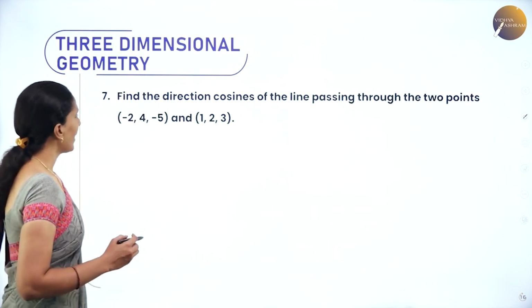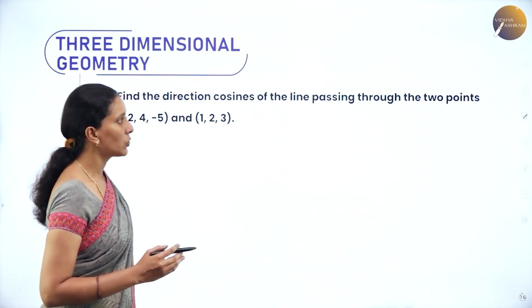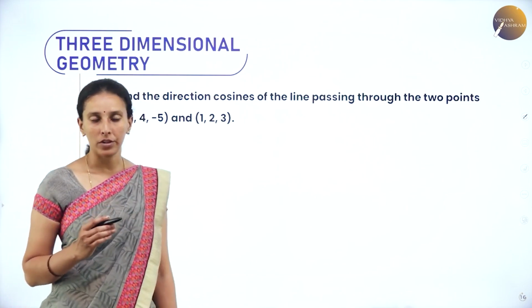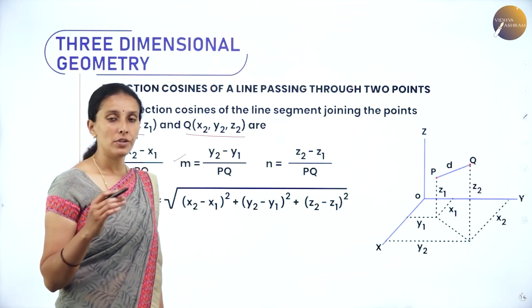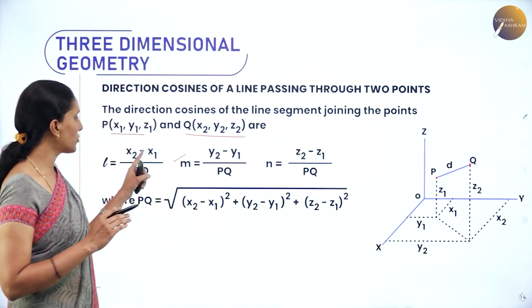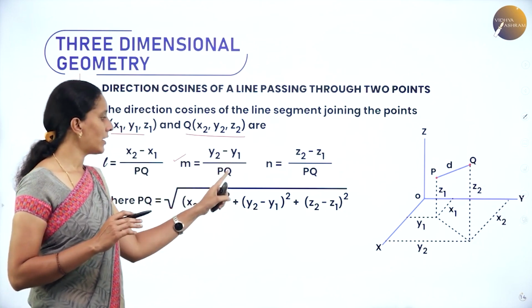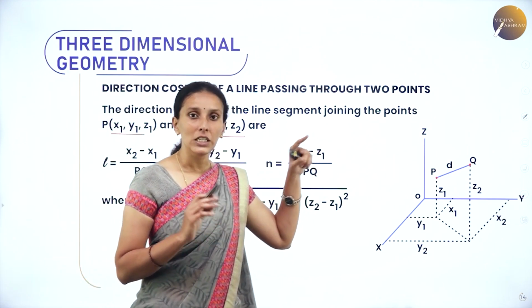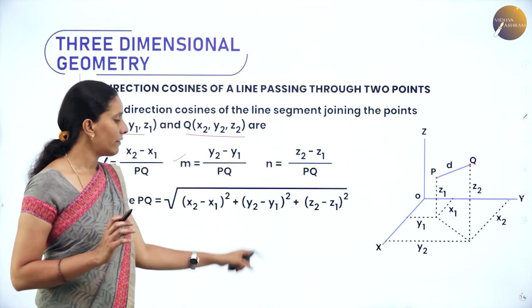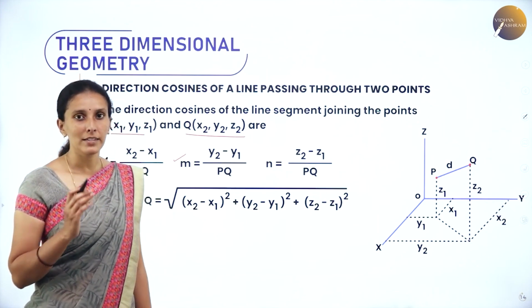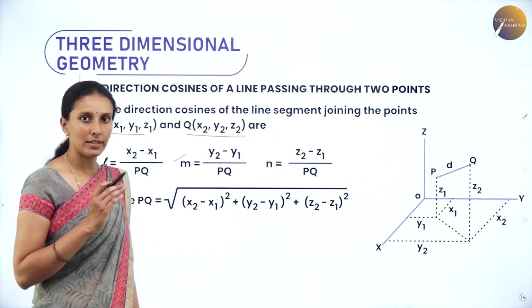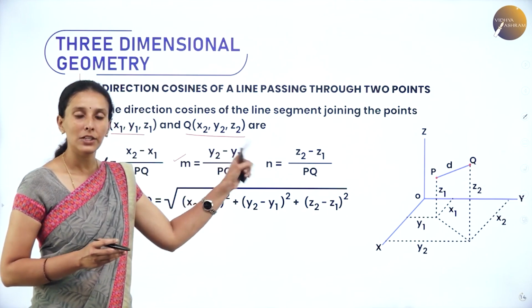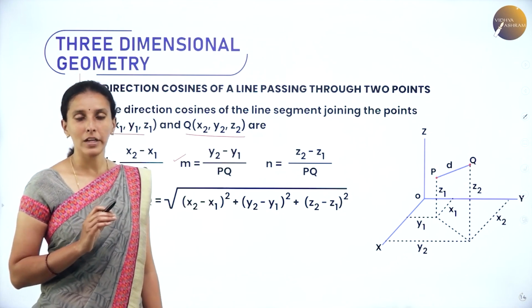Next question, find the direction cosines of the line passing through 2 points minus 2, 4, minus 5 and 1, 2, 3. So we know that the direction cosines of a line passing through 2 points are given by x2 minus x1 by PQ, y2 minus y1 by PQ, z2 minus z1 by PQ, where PQ is the distance of the line segment, which is given by the square root of x2 minus x1 whole square plus y2 minus y1 whole square plus z2 minus z1 whole square. And x2 minus x1, y2 minus y1, z2 minus z1 are the direction ratios of the given line.